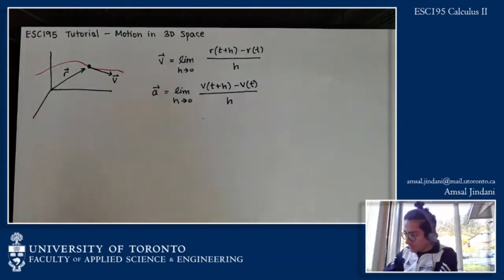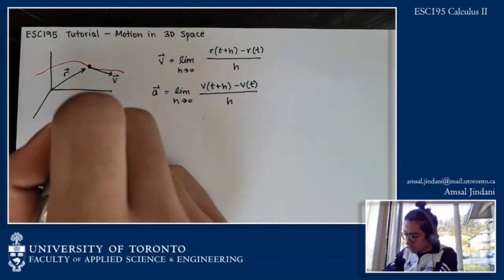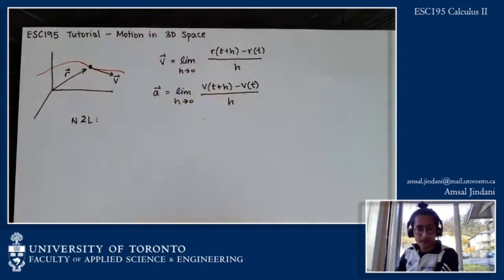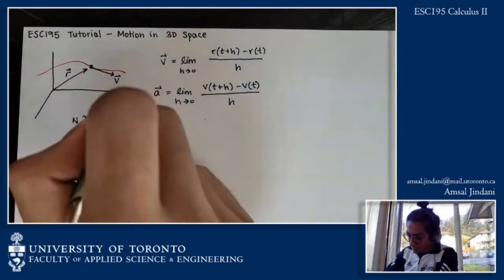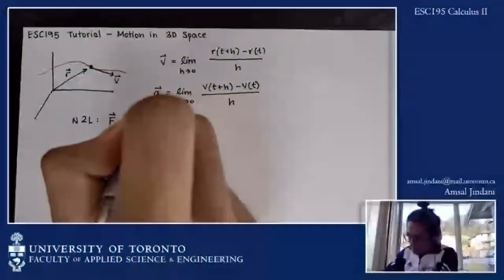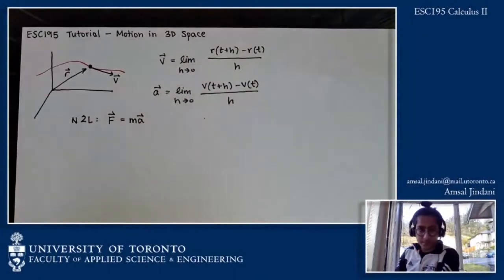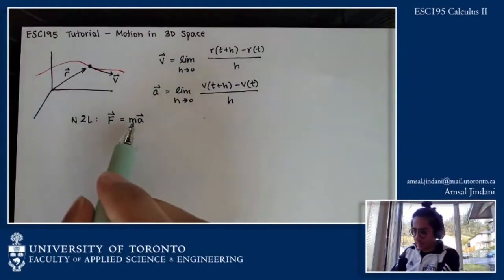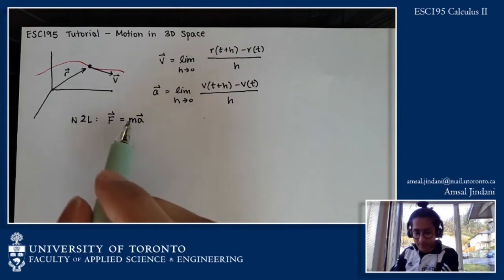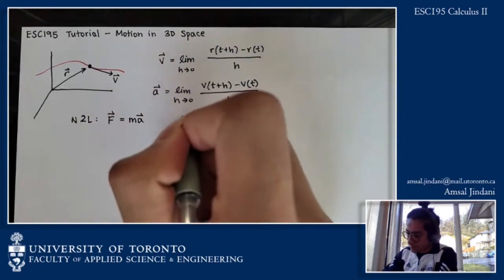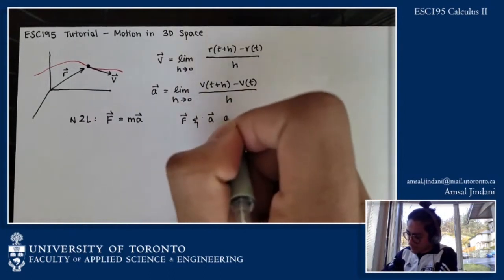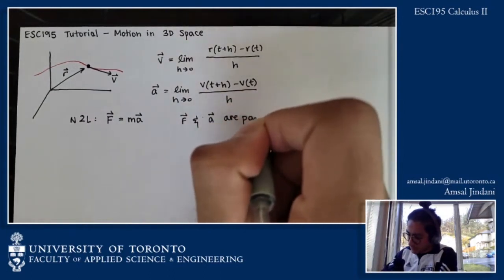And kind of the last precursor that you need to know for what we're going to cover is Newton's second law. Newton's second law states that the force vector is equal to mass times the acceleration vector. Now, mass is just some scalar, so both of these are going to be pointing in the same direction. So the force vector and the acceleration vector are parallel.